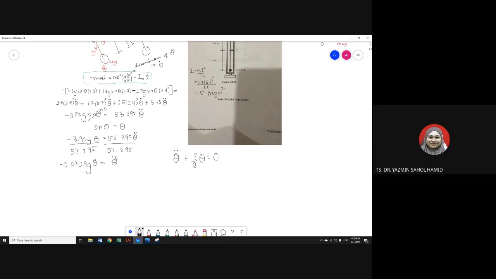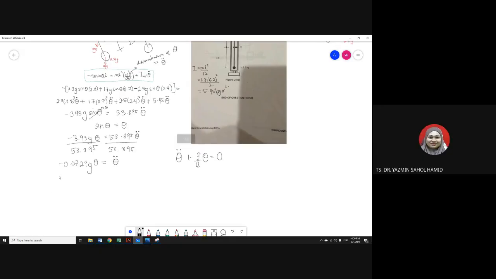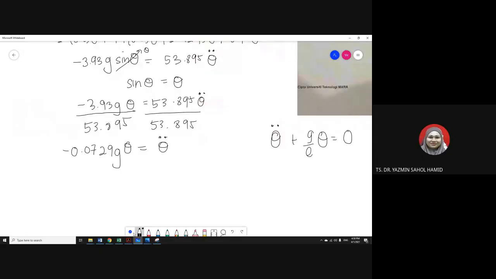Sama tak? Sama. Okay, sama. Okay, alright. So again, lepas tu baru sekarang kita boleh multiply G tu. So kalau boleh jangan multiply G dari awal tadi ya. Sekarang baru multiply G. Okay, kalau you multiply G dapat apa? Negative 0.715. Okay. Lepas tu sekarang ni kalau kita nak bagi cantik sikit, kita bawa ke sebelah.